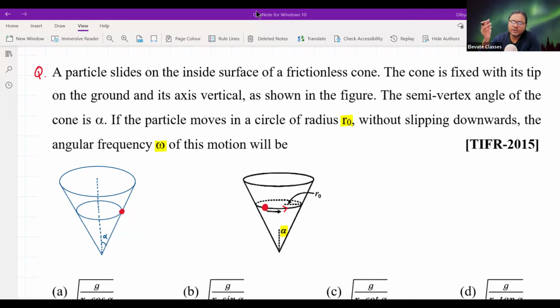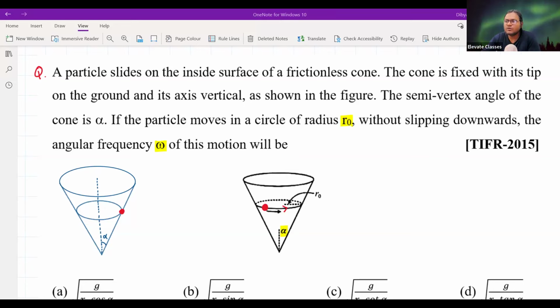What is the method? We write down all the forces properly. We choose the coordinate system properly. We resolve the forces along the various axes properly. Then we write down the force equations in various directions. And from the force equations, we try to get the answer. These are the instructions. So, first, what are the various forces involved here?